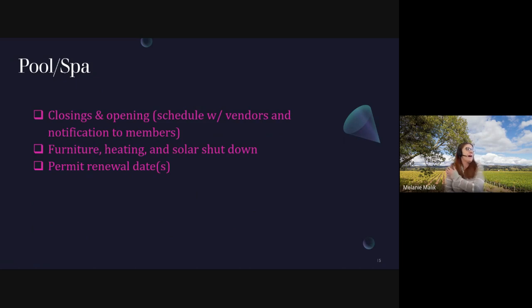So pool and spa, some examples for those might be your solar system shutdown or turn on, your permit renewal fees, scheduling opening and closing of your pool. So you might need to have your janitorial company store your furniture or clean the furniture when you put it out in the summertime to make sure that everything's clean for the membership to use.